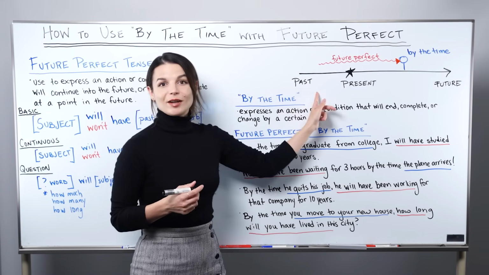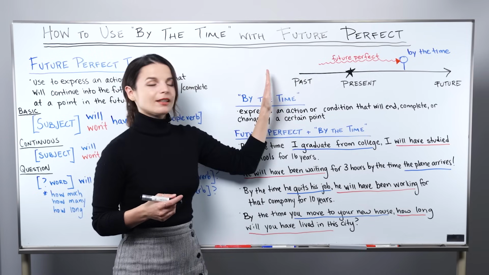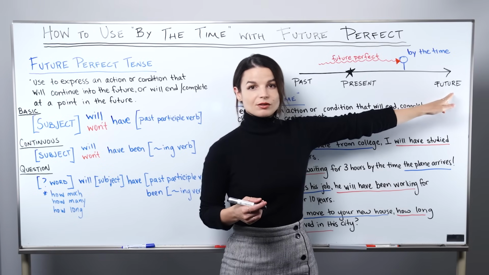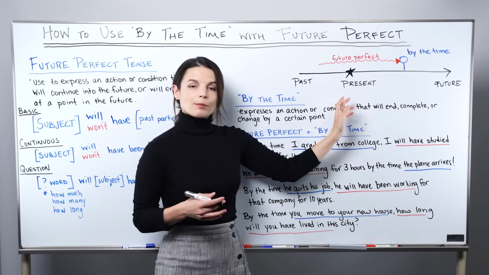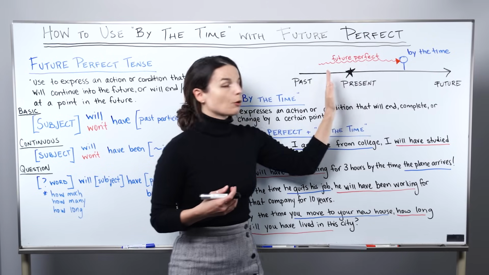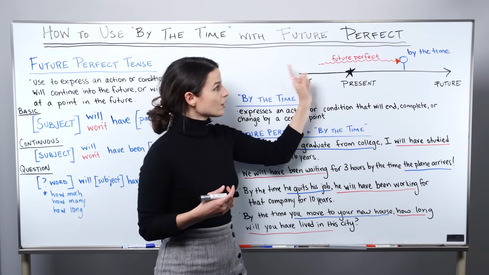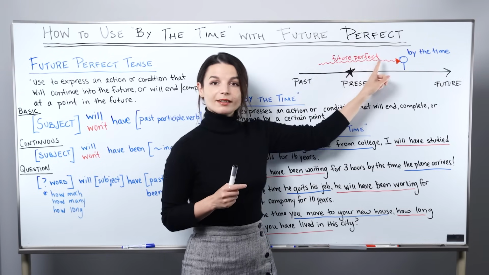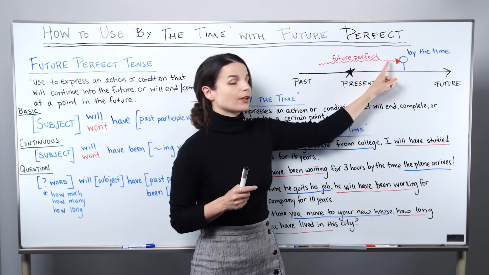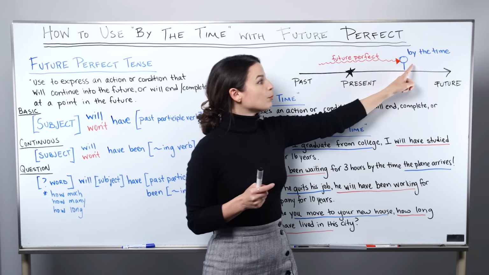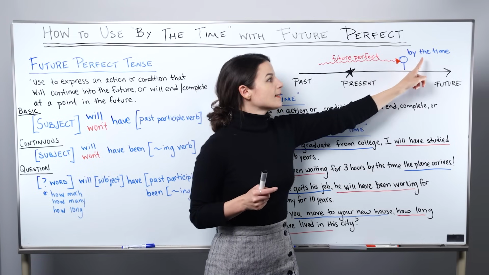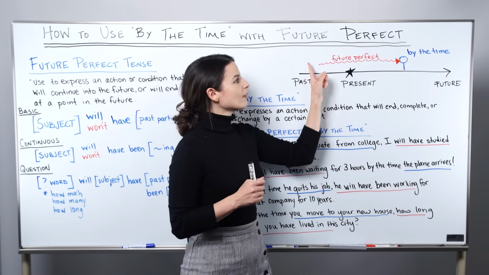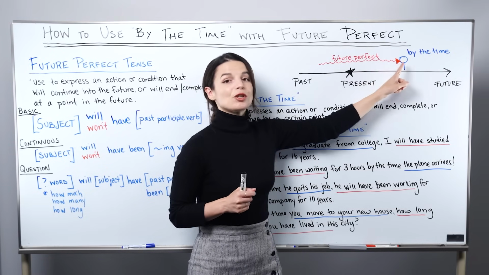Let's take a look at this timeline here. So we have the past here, present is here, this star, and the future is here in this direction. So for today's grammar, we're looking at this point here. We're focusing on the future. So our first grammar point, future perfect tense, is here in red. This wavy line is the future perfect action or condition. This blue point here in the future is the by the time point. So what I hope this shows is that the future perfect action continues, yes?